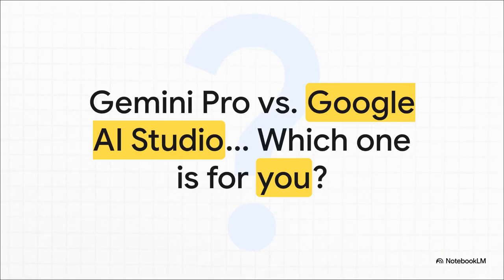This is the big one, isn't it? Gemini Pro, which you probably know as Code Assist, versus Google AI Studio. And here's the key thing to get right away. They're not competitors, not at all. They're actually built for totally different jobs. So let's dive in and figure out which one fits your workflow.